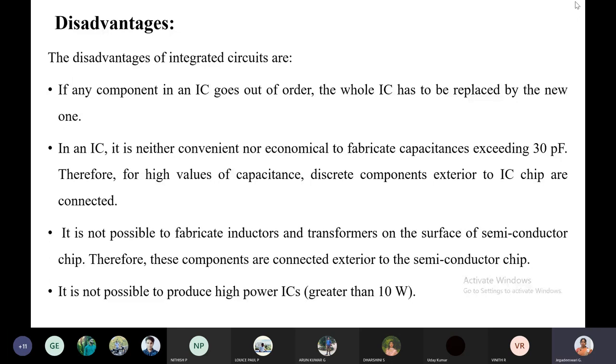Then the last is that it is not possible to produce a high power IC. High power IC means greater than 10 watt. We cannot get power above 10 watt from any IC. That is also one major drawback.